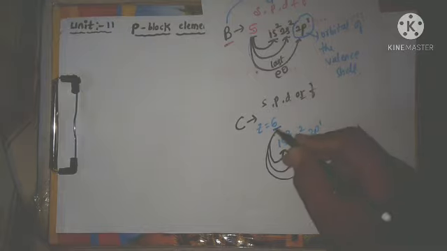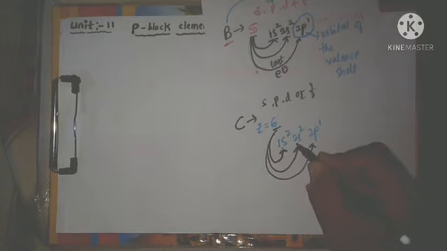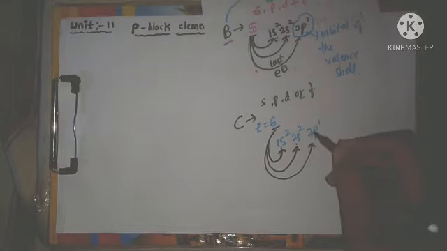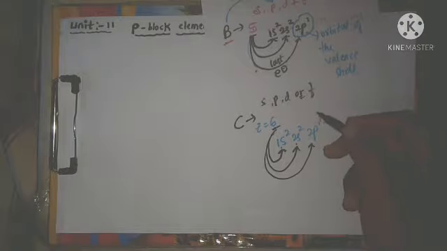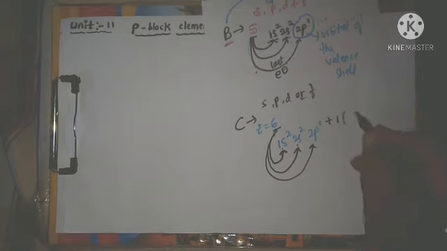Means how many electrons are left with carbon? 1. Total 6 electrons. Out of 6 electrons, 2 are added into the 1s, 2 are added into the 2s, and the 5th electron is added into the 2p. Means 1 electron is left. In the p orbitals you can add a maximum of 6 electrons, but here only 1 is added. So this is the last electron, the 6th electron.